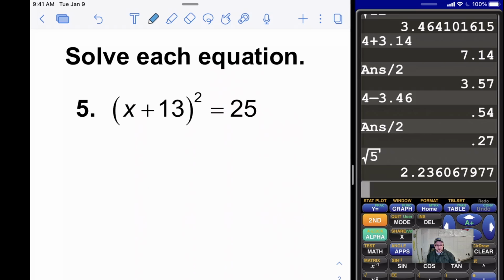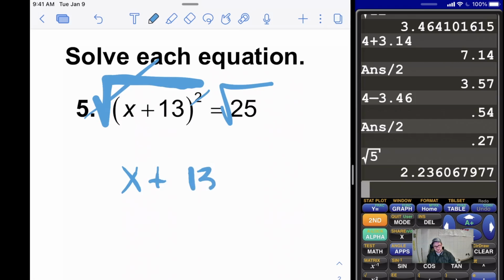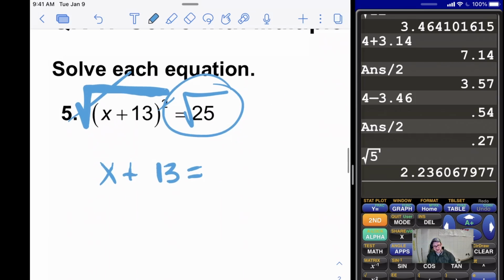So coming over here, this one is unique because the part that's being squared is this whole quantity. Now, in order to get rid of this, we need to first start by getting rid of the squared part. The squared part's all alone. You can't pull out that 13 because it's all being squared. So we're going to start by square rooting both sides. Now remember, the square and the square root undo each other. So you're just going to be left with x plus 13 is equal to, now over here we square rooted 25. So that's going to give us a plus or minus. And then the square root of 25 is just 5.